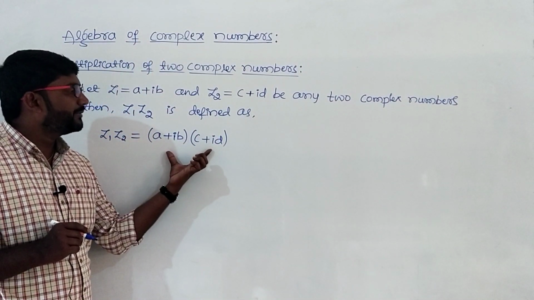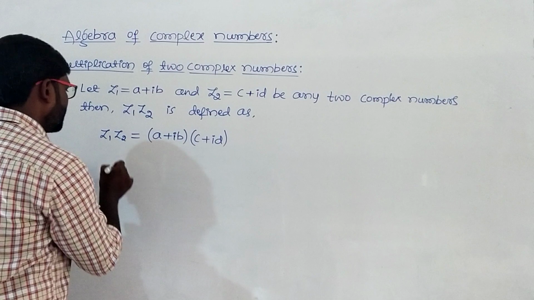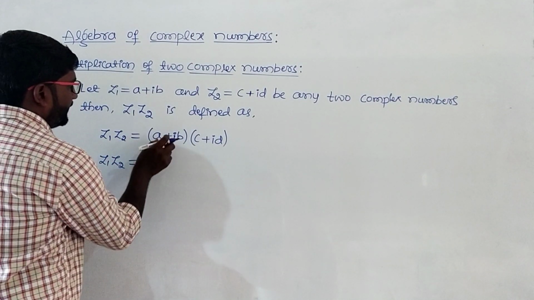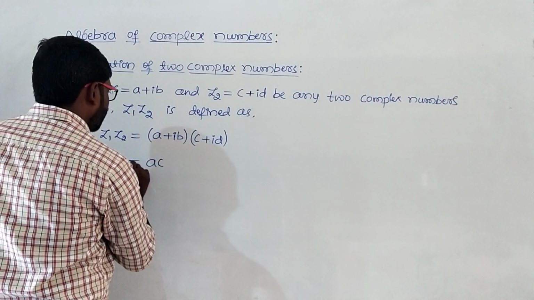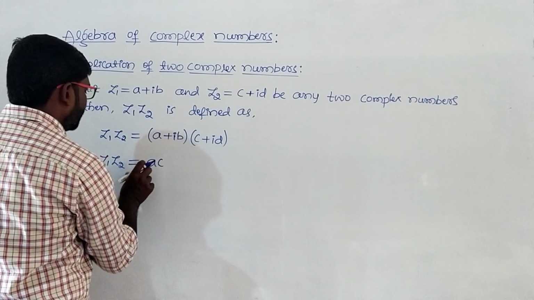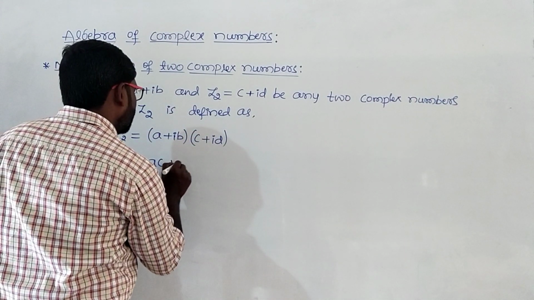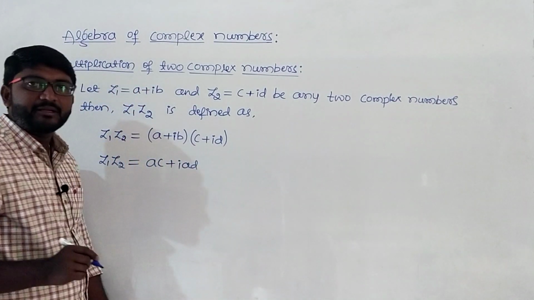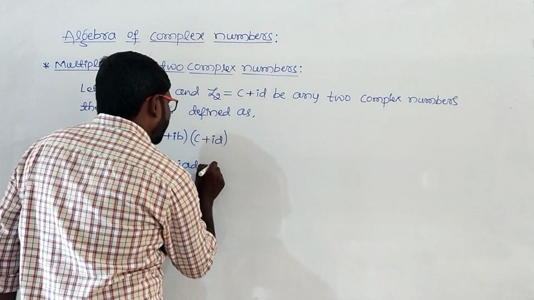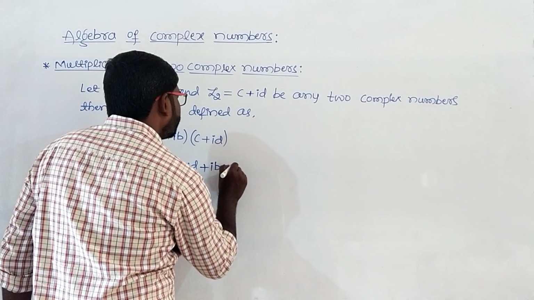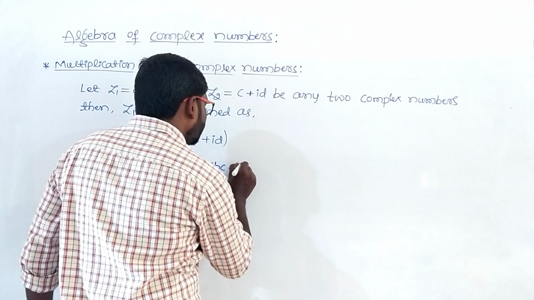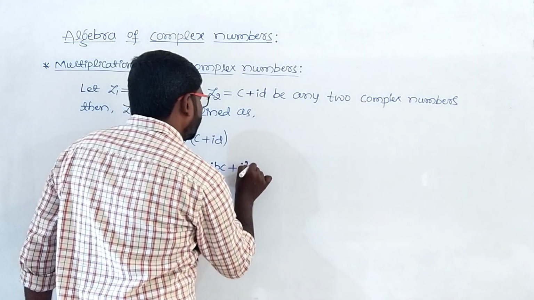Now we have to multiply these two terms. Z1 into Z2 equals A into C, it is AC, then A into iD will be plus i into AD. Then plus i into BC, then plus iB into iD. i into i will be i square, then B into D will be BD.